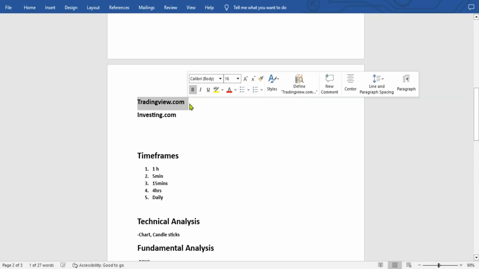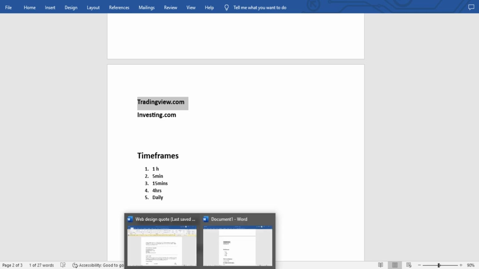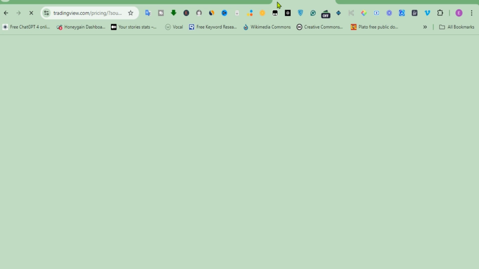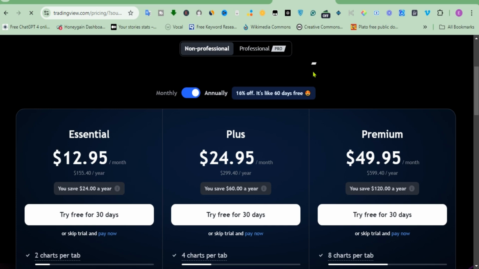You go to the site and you register. Okay, so they have various plans. You can subscribe to various plans if you want to, but I have not. I have been using it, but I'm using the free version.